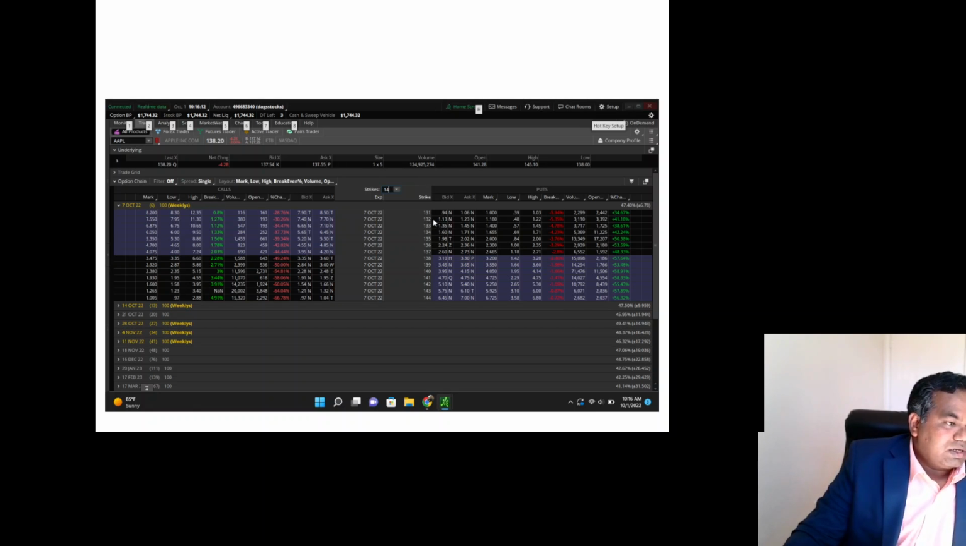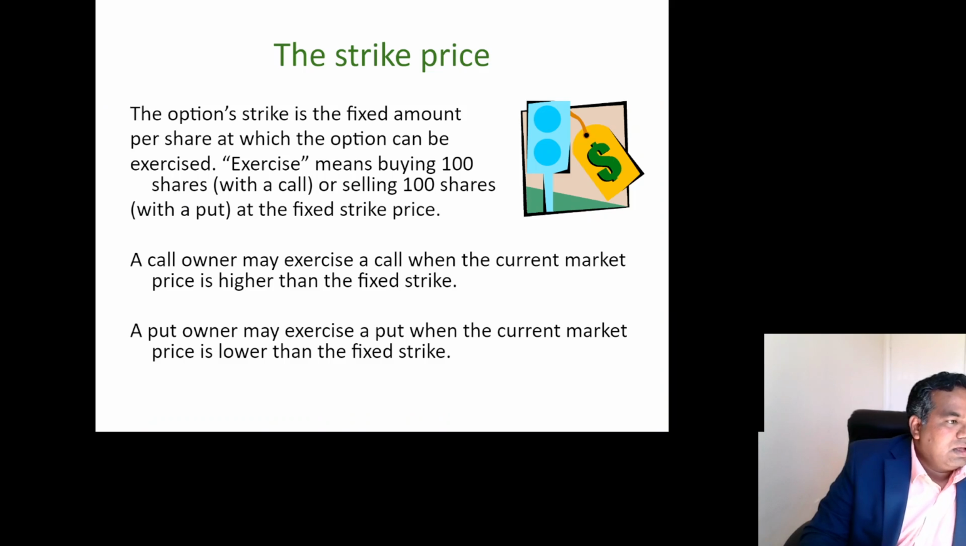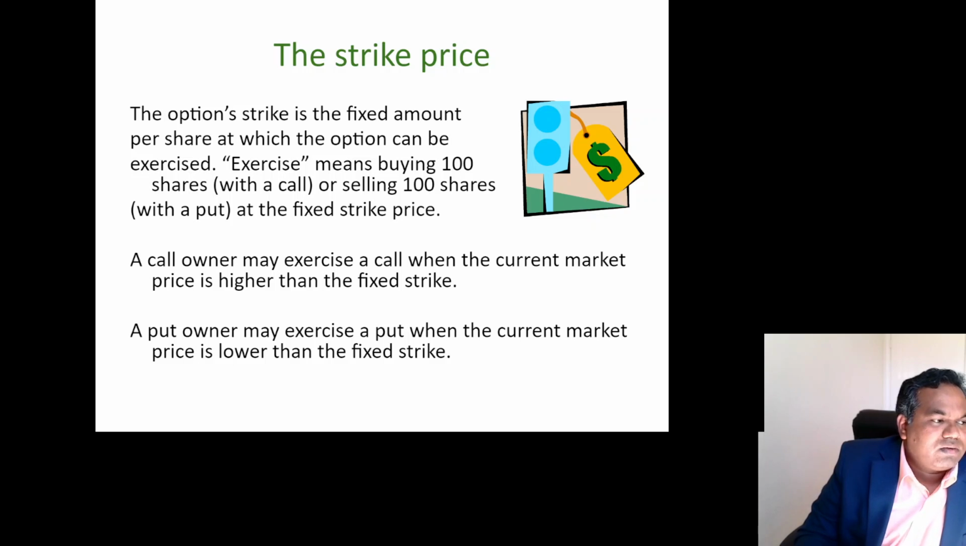It has different strike prices. A simple definition: we can say that this Apple is going to reach a particular price, and that is called the strike price. That is our future price; we are predicting the price. These are the things you can go through. The option strike is the fixed amount per share at which the option can be exercised. It sounds interesting, but we are not going to exercise any contract.